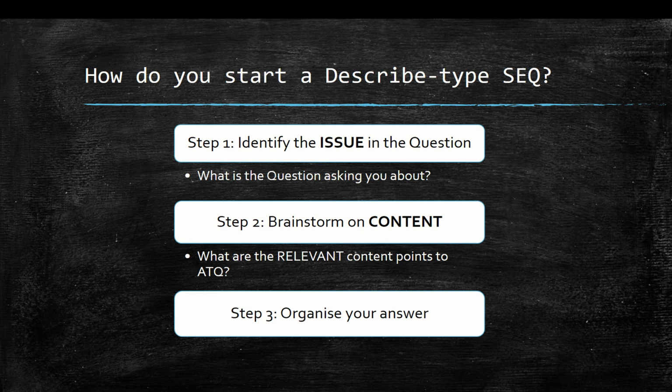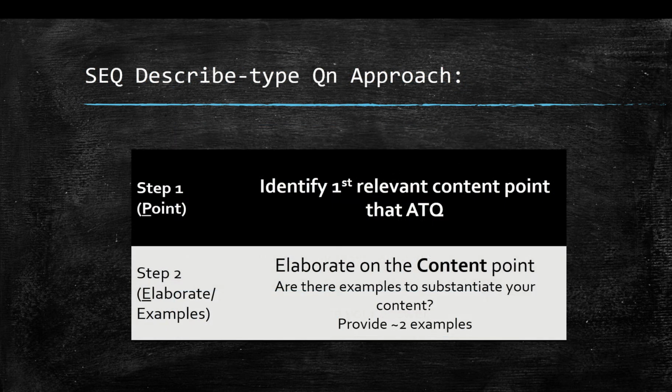Step 3. Now that you have brainstormed on the content points, you are going to put them all together and organize your answer. And to do that, there are 2 steps that you should be doing. Step 1, which is your point. Identify the first relevant content point that actually answers the question. And step 2, elaborate on this content point with the use of examples. So are there examples to substantiate your content?